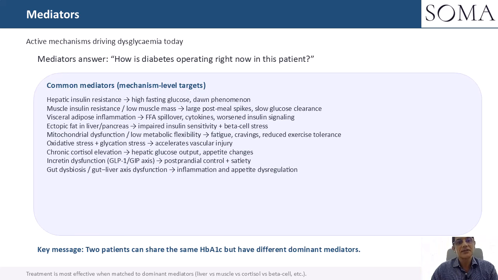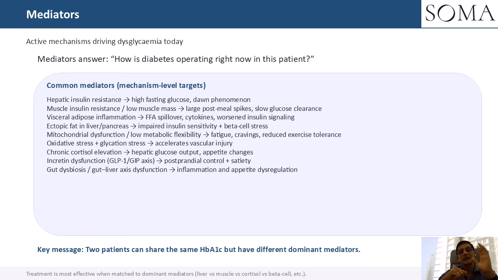Oxidative stress and glycation stress. This is where complications begin even before diabetes is severe. Then chronic cortisol elevation. This increases hepatic glucose output. It worsens insulin resistance and disrupts sleep and appetite. Incretin dysfunction, GLP-1 and related pathways. They influence insulin secretion, satiety and post-meal glucose control. So incretins, never forget them. They are being used left and right nowadays for weight reduction and diabetes control.